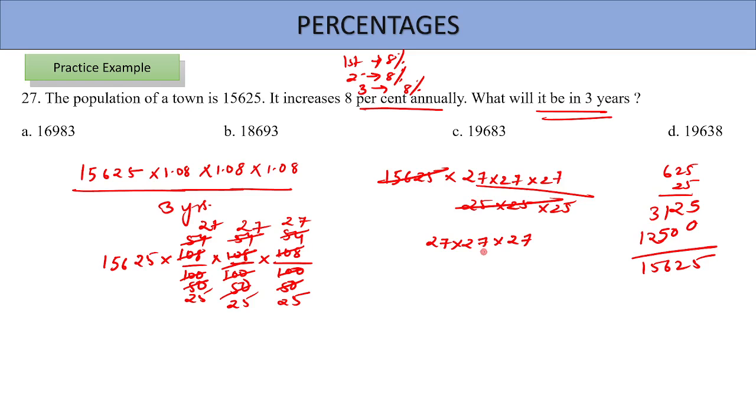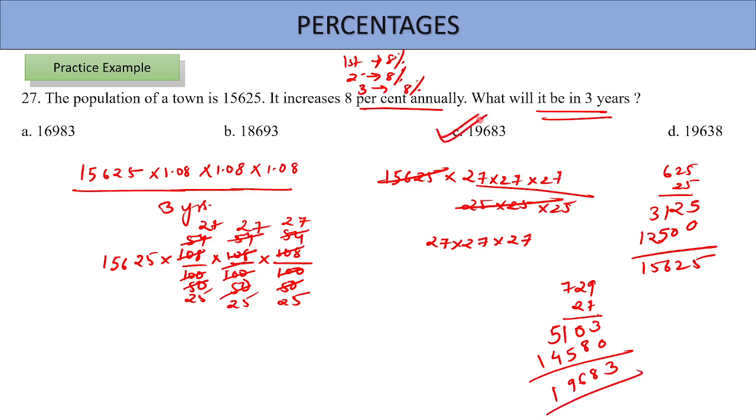That is 27 cube. Now I know 27 square is 729. I will multiply it by 27. I will get 5103, and now you will multiply again to get 19683. Option C is the correct answer. So here we have to just perform our multiplication. That's all.